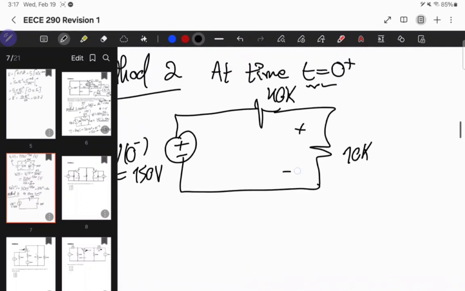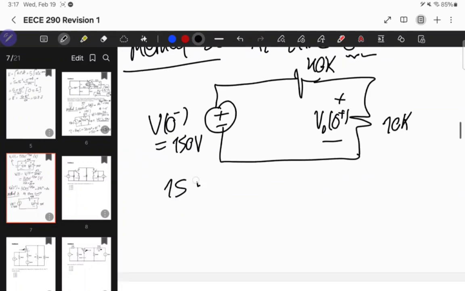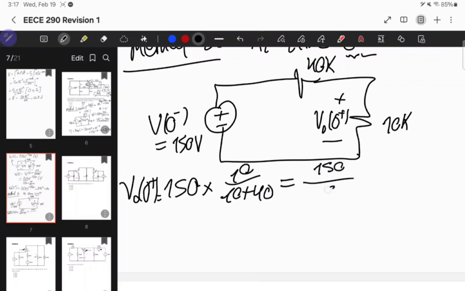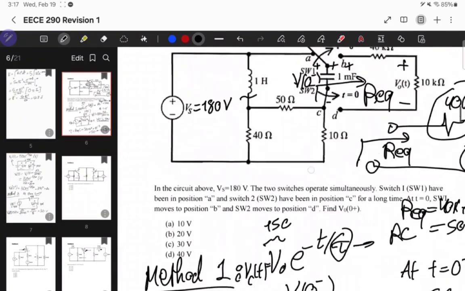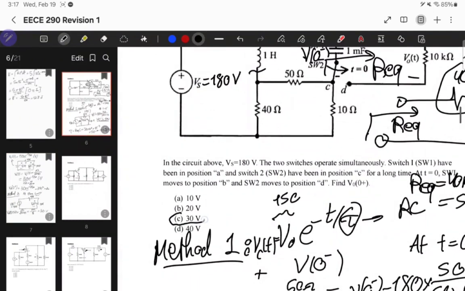So this voltage right here, which is V0 at 0 plus, by voltage divider I can do 50 times 10 over 10 plus 40, which again is going to be 150 over 6, which is 30 volts. Over 5, not over 6. 150 over 5, which is 30 volts. There are two ways to get this answer, and our answer is C.